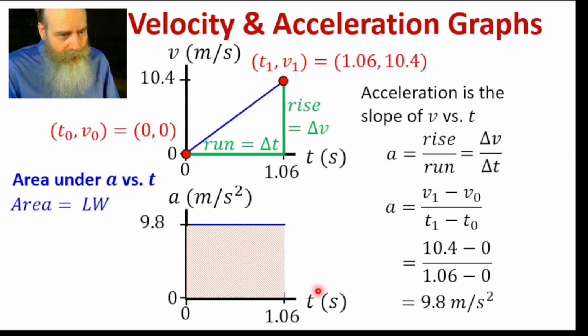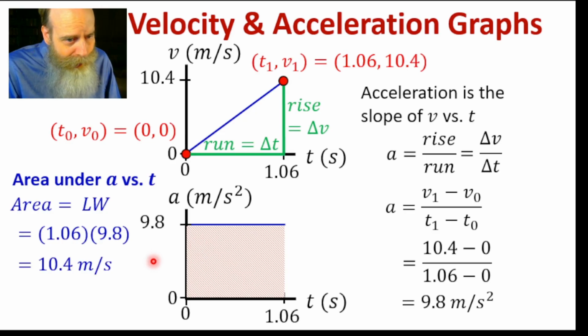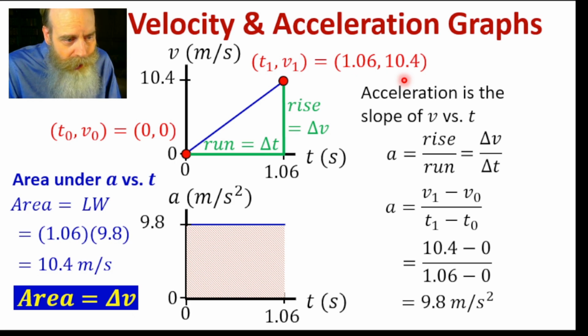Area is length times width. So we have a length here of 1.06 and a width of 9.8. Multiply them together, you get 10.4 meters per second. 10.4 meters per second. Do you know what that is? The final velocity was 10.4, the initial was 0. So the 10.4 is the change in velocity. So this is the rule: for a graph of a versus t, the area equals the change in velocity.